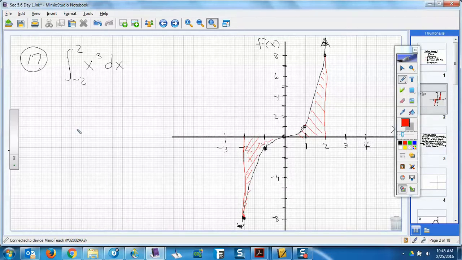All right, so, here's number 17. Turn in your book to section 5.6. Look up number 17.